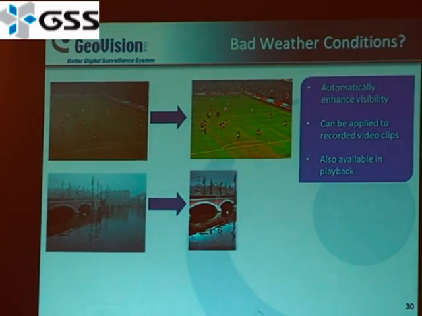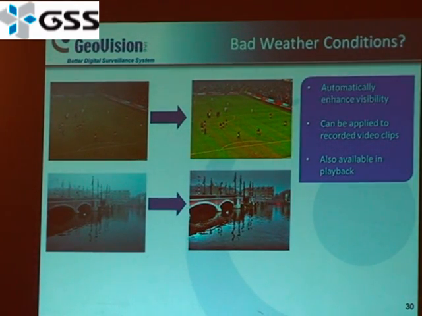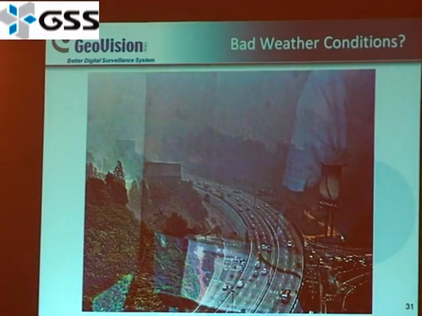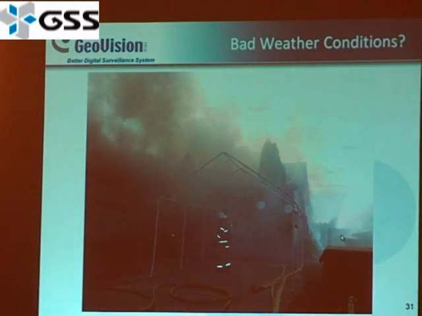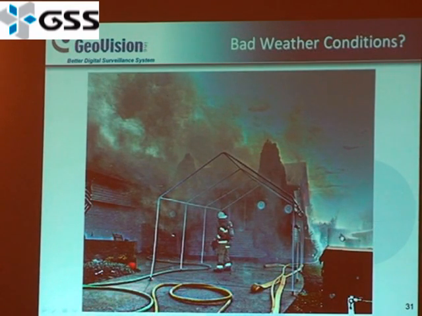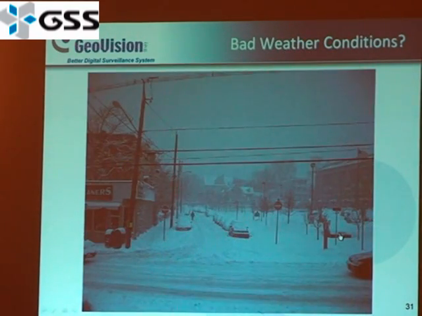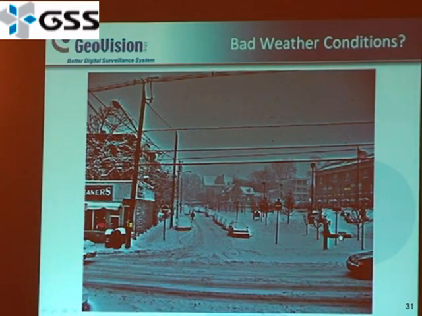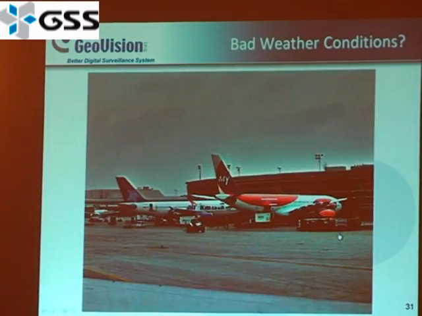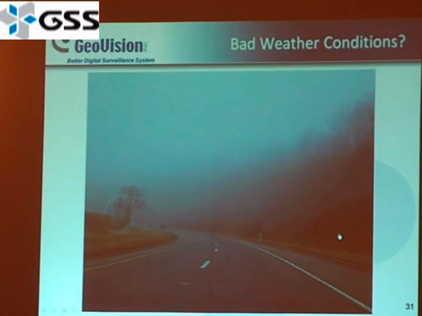On the left-hand side, you'll see two channels that are kind of foggy or smoky, and with this analytic, it makes it a lot more clear, so you can see what's on the screen. Here's a clip, basically showing just how dramatic each enhancement is. So it removes snow, fog, rain, all that stuff can be minimized for better clarity.